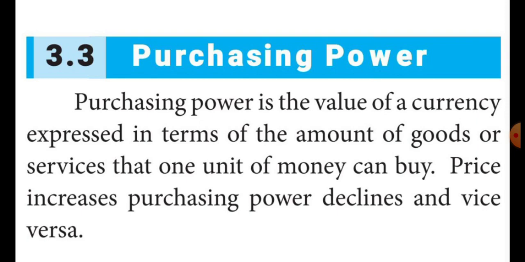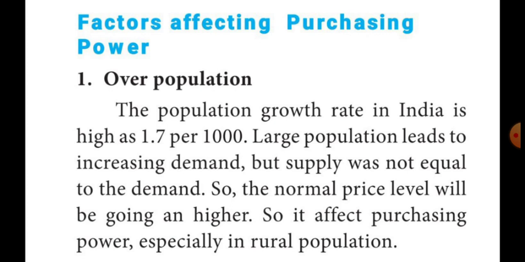Then finally we learned about the factors affecting the purchasing power. Many factors are affecting the purchasing power, mainly 6 factors. What are the 6 factors? Very good. Overpopulation, increasing prices of essential goods, demand for goods, price of goods affect the value of currency, production and supply of goods, poverty and inequality. These are the factors affecting the purchasing power.